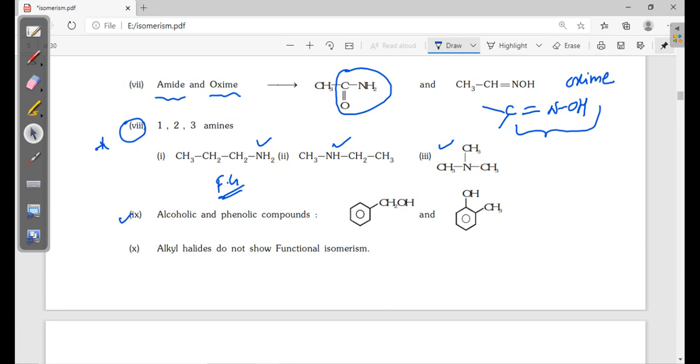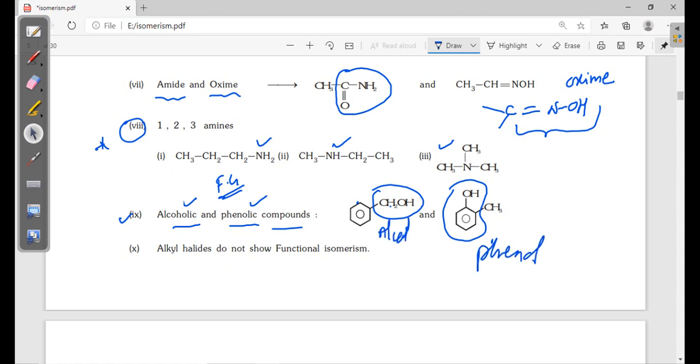Next, alcoholic and phenolic compounds. See here, OH is directly connected with the benzene. This is an aryl compound, an aromatic compound. Here this alcohol is an aliphatic alcohol. The properties are completely different, but just OH is substituted on the benzene here, while here OH is substituted on the side chain. So alcoholic and phenolic: this is the phenol, and this is the alcohol. Alcohol means aliphatic generally.